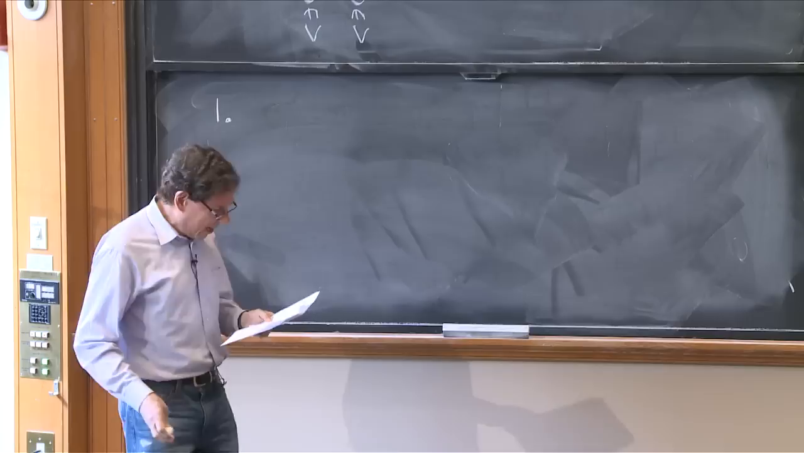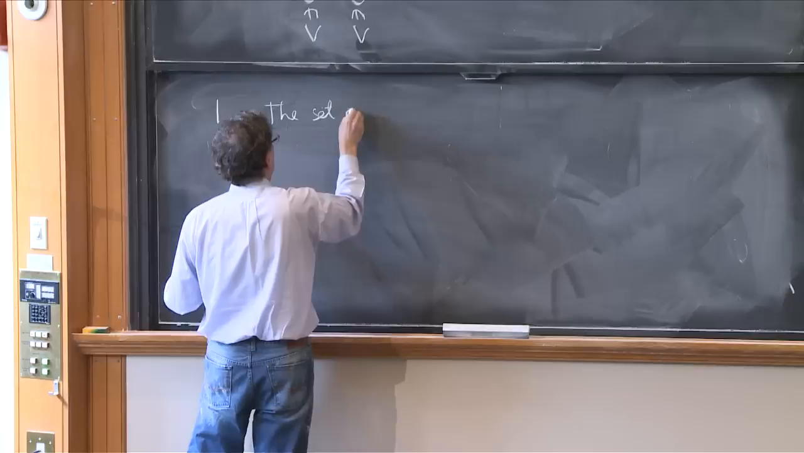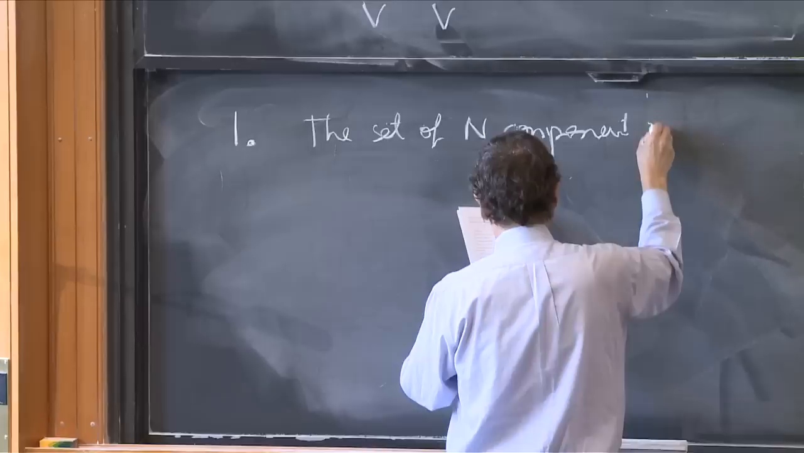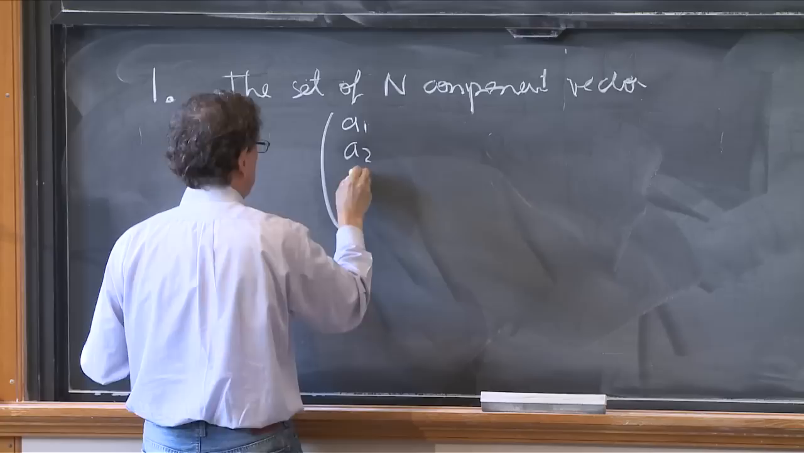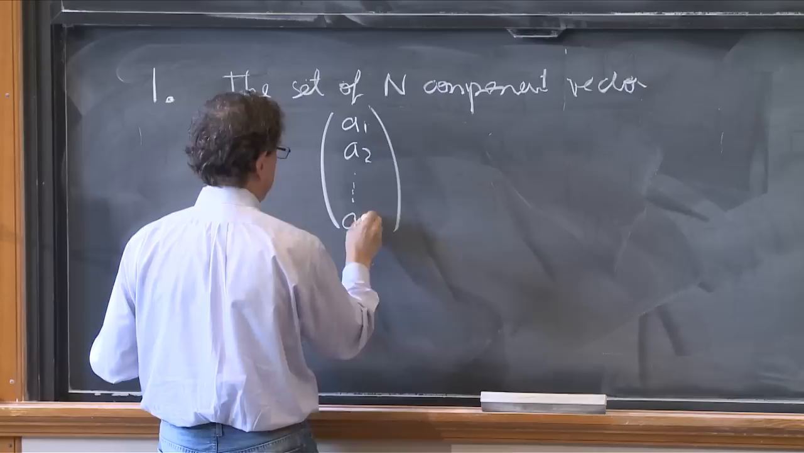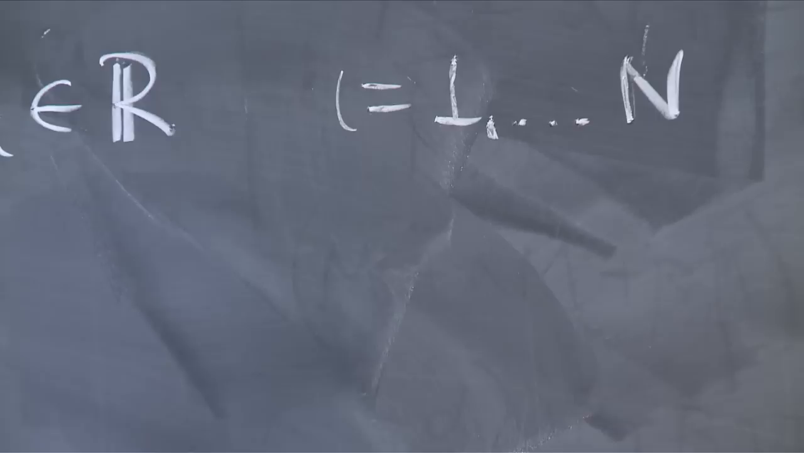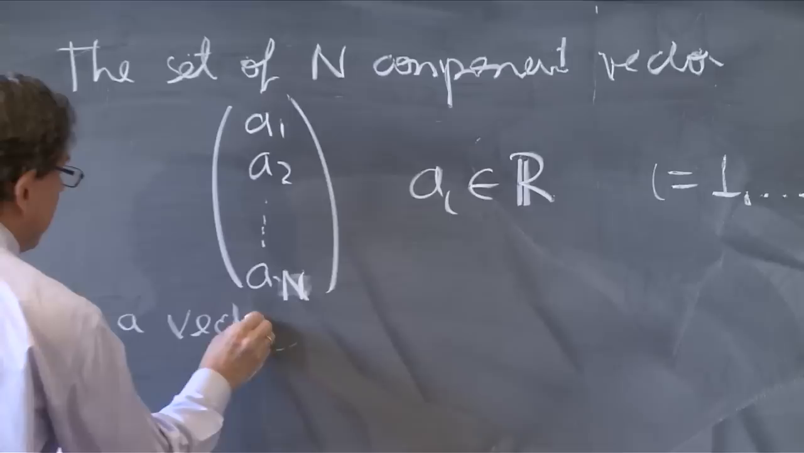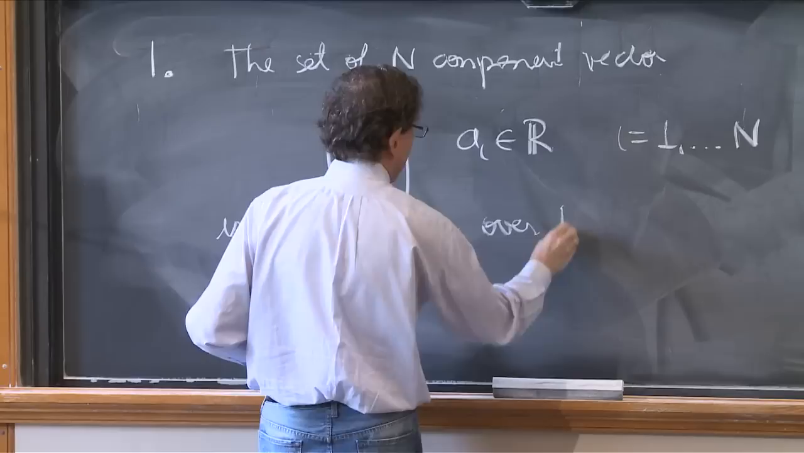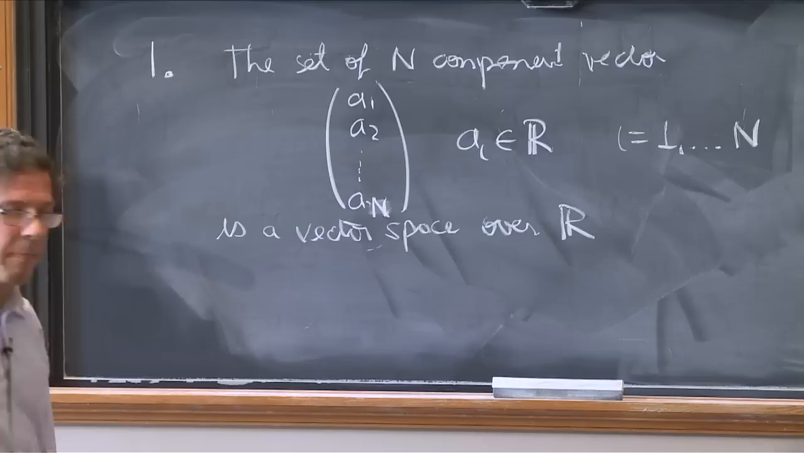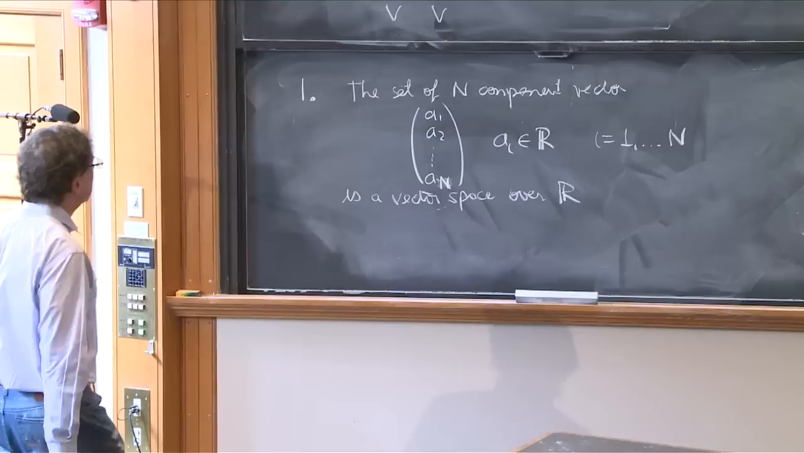So one example of vector spaces: the set of n-component vectors (a1, a2, up to an), for example with capital N, with ai belonging to the reals, and i going from 1 up to n, is a vector space over R, the real numbers. People use that terminology, a vector space over the kind of numbers. You could call it also a real vector space. That would be the same.